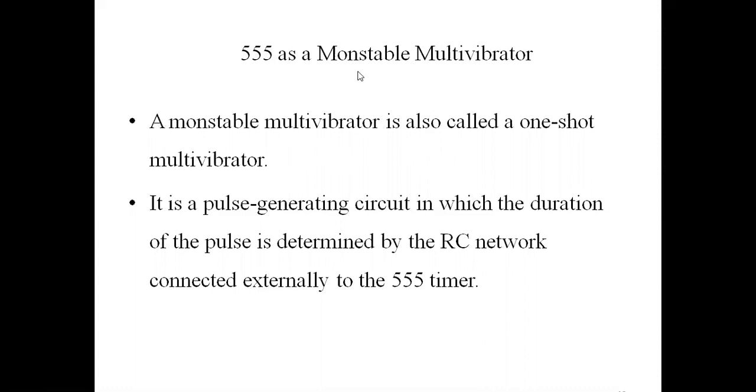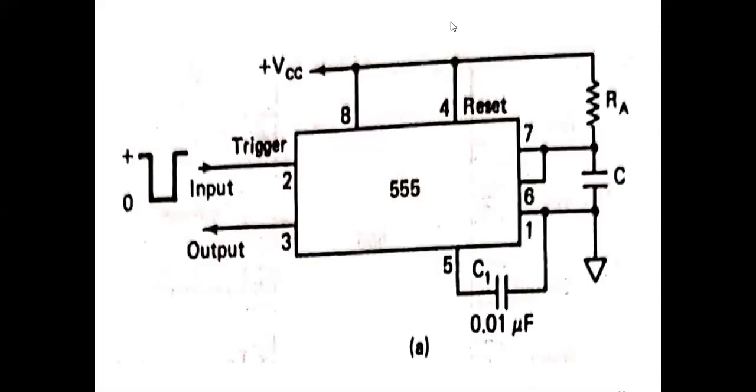What do you mean by a monostable multivibrator? A monostable multivibrator is also called a one-shot multivibrator because it has only one stable state. This monostable multivibrator is a pulse generating circuit in which the duration of the pulse is determined by the RC network connected externally to the 555 timer. The circuit diagram of the monostable multivibrator looks like this.